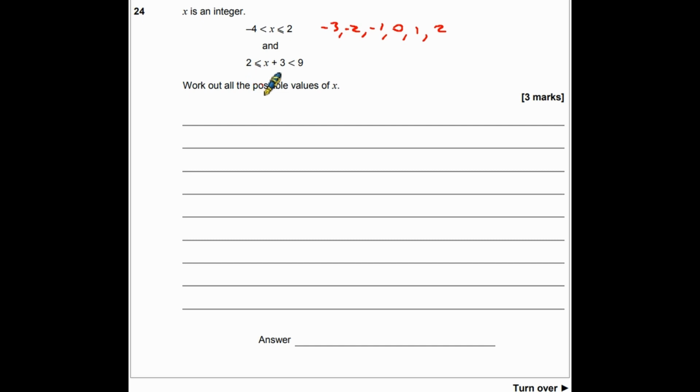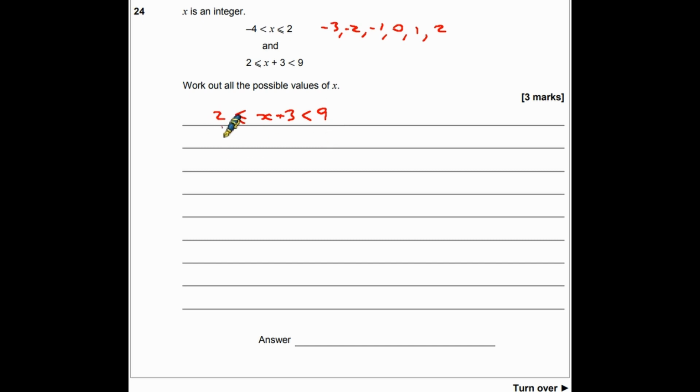Let's take a look at the second inequality. We're now told that x plus 3 is greater or equal to 2 and is smaller than 9. We need to get rid of that 3. We need to know what x is smaller or greater than. So let's just rewrite that. So we have 2 smaller or equal to x plus 3, which is smaller than 9. Now to remove that 3, we need to take 3 away from the centre section here. So we have to take 3 away from all parts of the inequality.